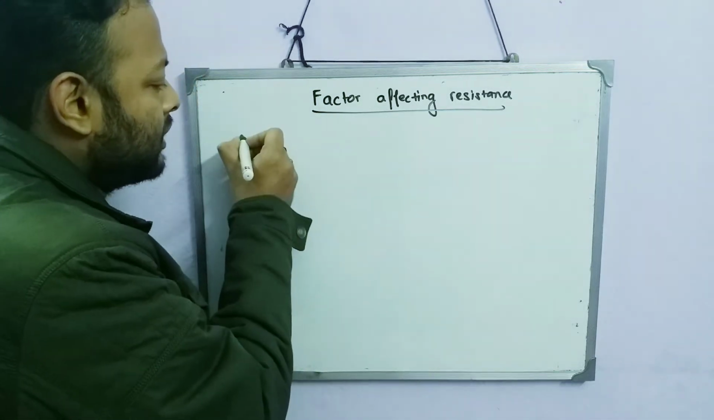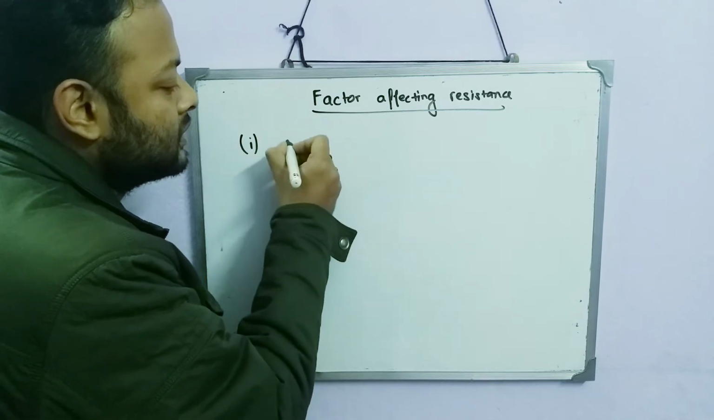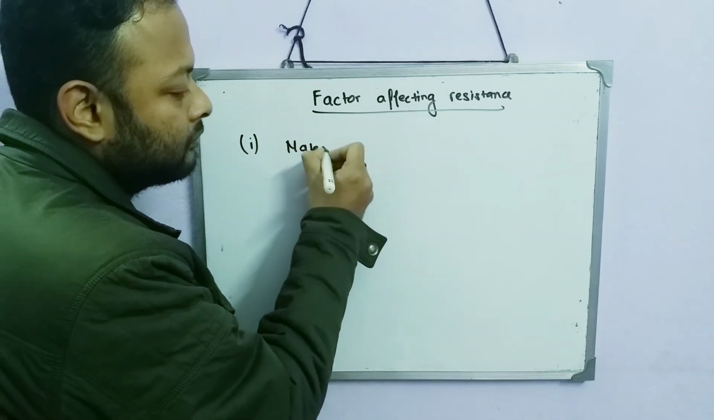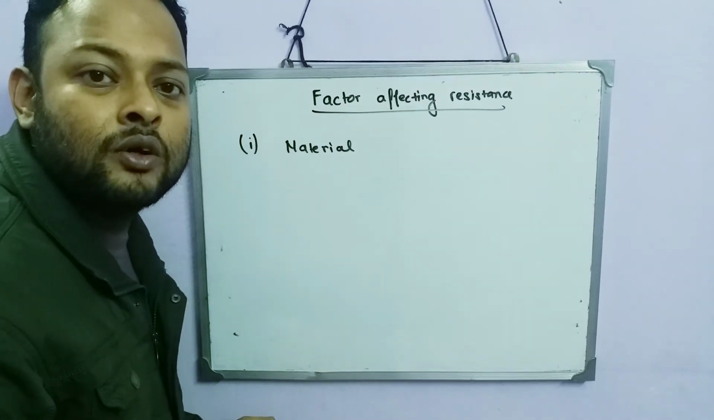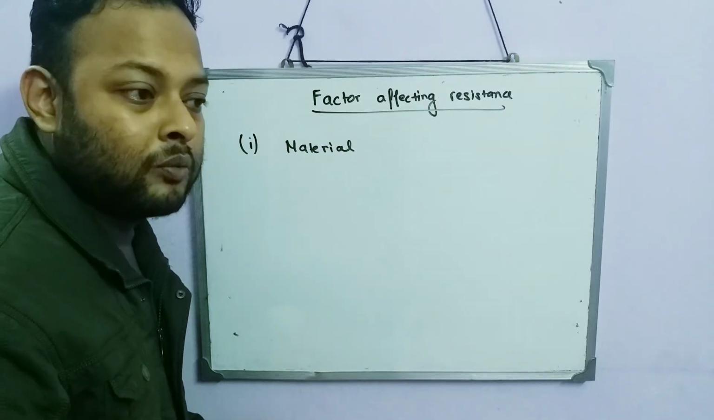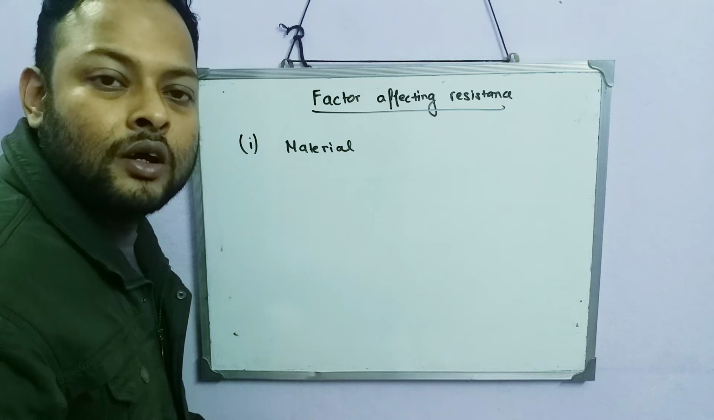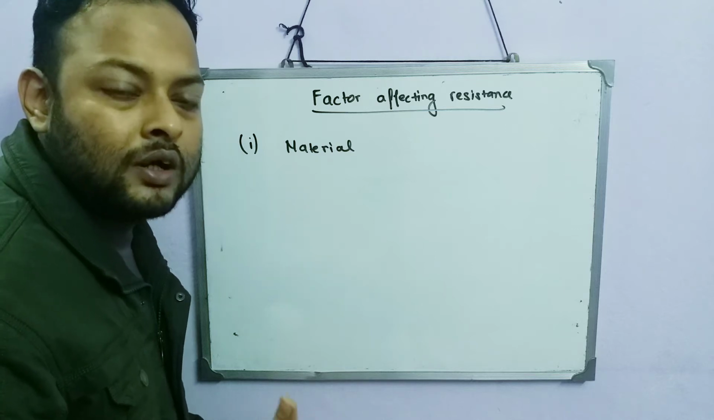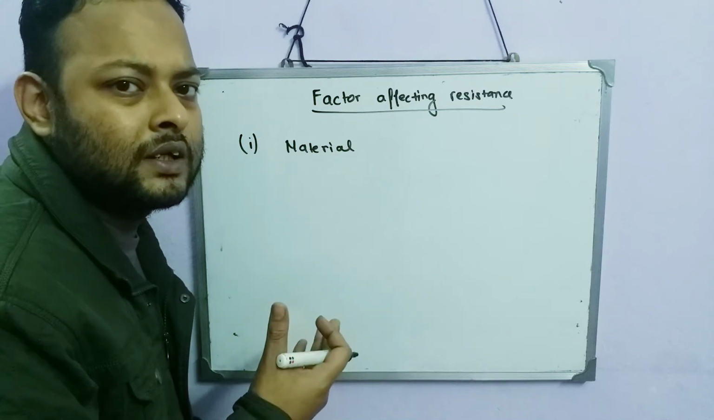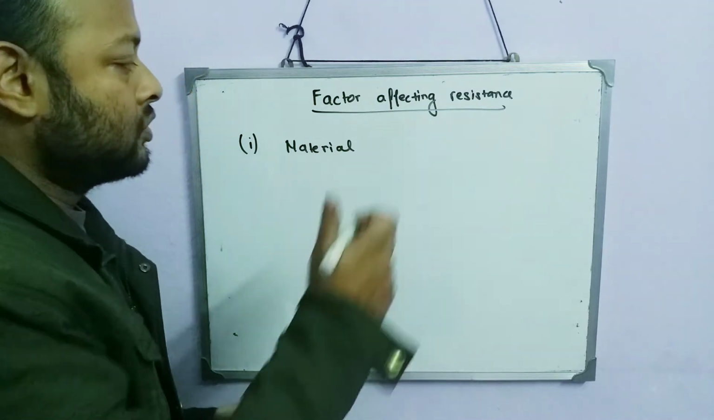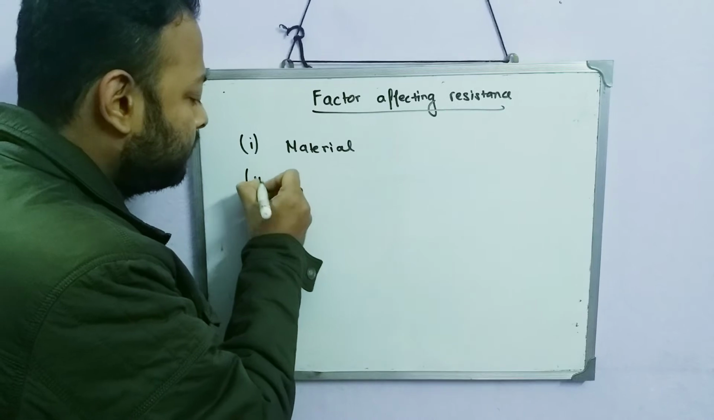So the first factor that affects resistance is the material. Now there are different materials that we have: silver, copper, aluminium. They have different conductivity. They conduct the current in a different way. So what is the reason for that? We'll discuss that a little while later. So the first factor is material.